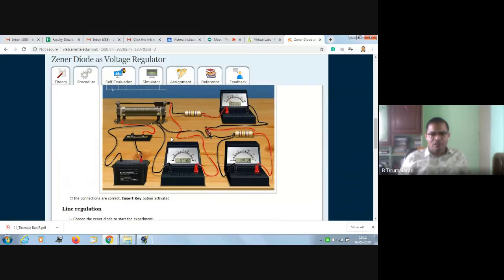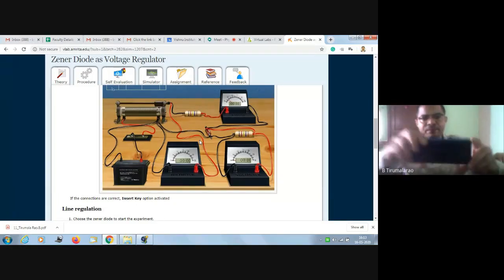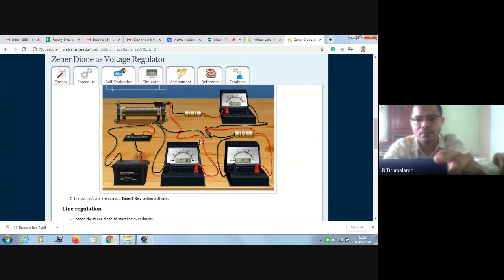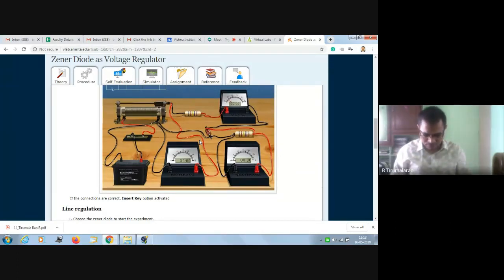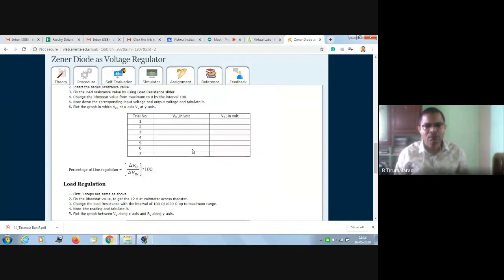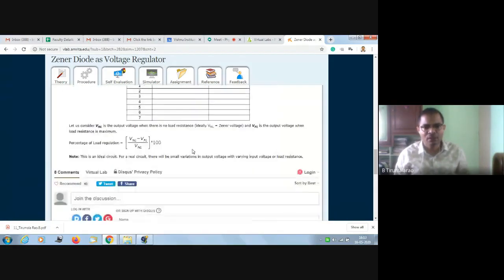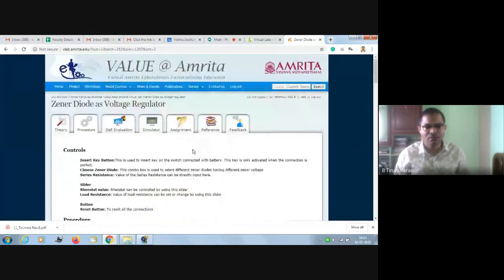Remember, this connection is very important. If you get confused, please take one photograph and connect it like this. To avoid the confusion, now I am taking one photograph of this diagram, so that you can make these connections in the simulator. These are the connections. This is the table, a sample table. You can go through it.